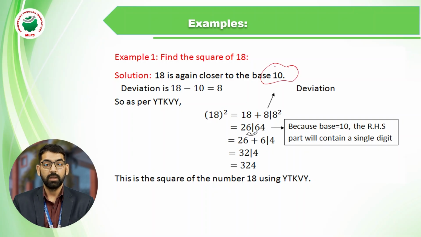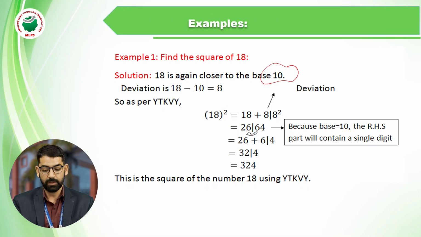And when we see at the base, there is a single 0. That means as per YTKVY, as per Yavadunam Taraduni Kriti Vargena Yojayat formula or sutra, there should be only a single digit number to the right of the separator. That is why we take this 6, we have already given here, because base equals 10, that contains a single 0. The RHS part will contain a single digit.